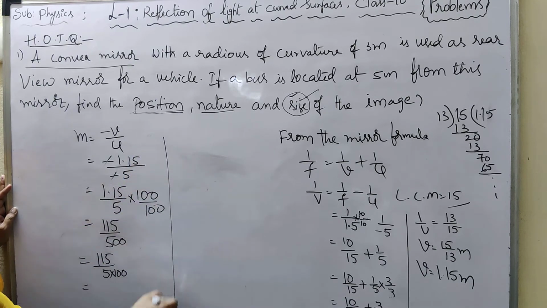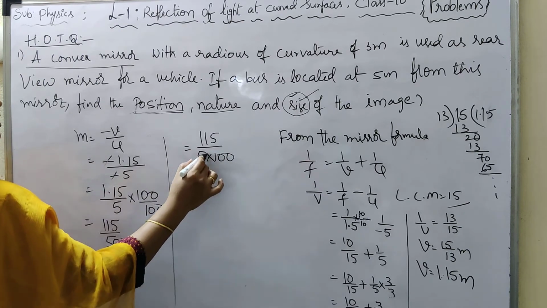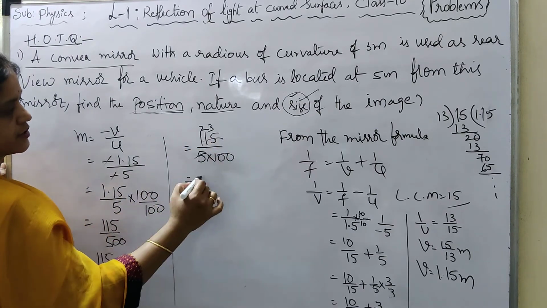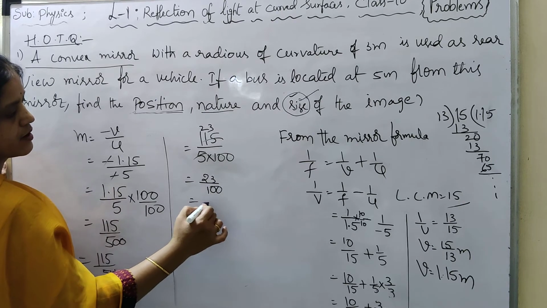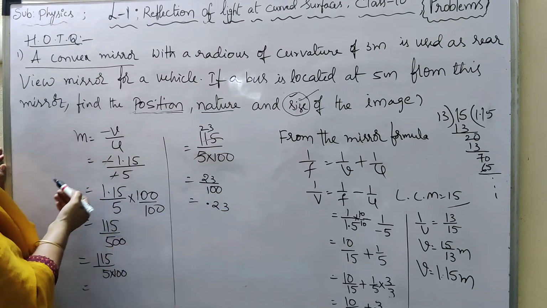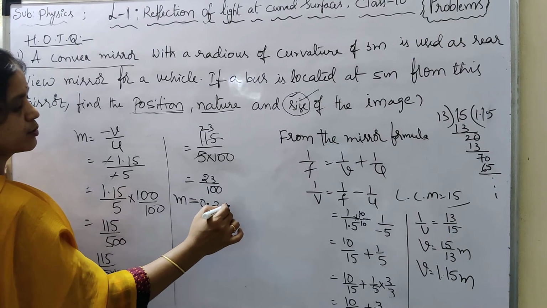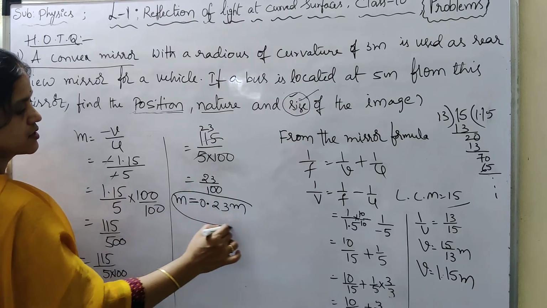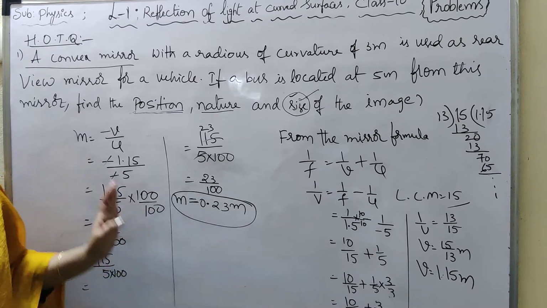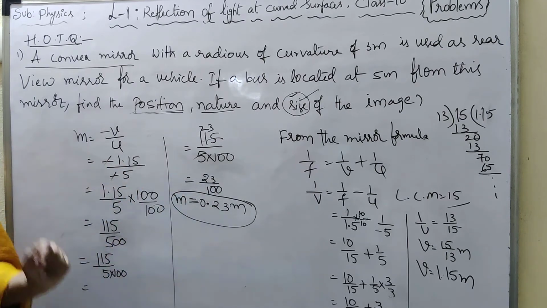Then how much will you get? 115 by 5 into 100. 5 in this, 2 5s are 10. 3 5s are 23. So you are getting 23 by 100. Then you will get the point. When you are dividing with the zeros, the decimal moves towards the left side. So you are getting the magnification value as 0.23 meters. Means the size of that image, there is no symbol, is 0.23 meters.